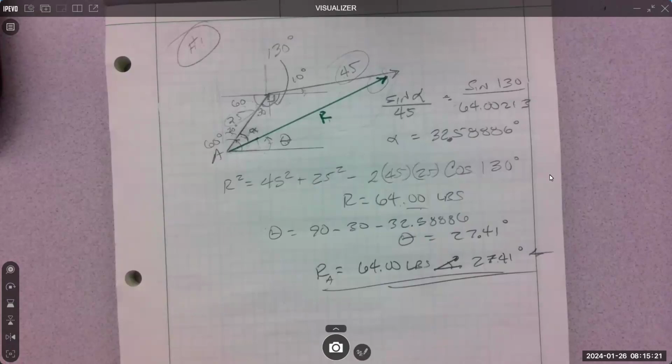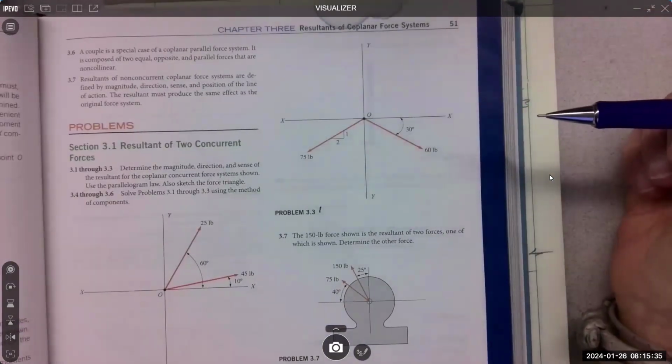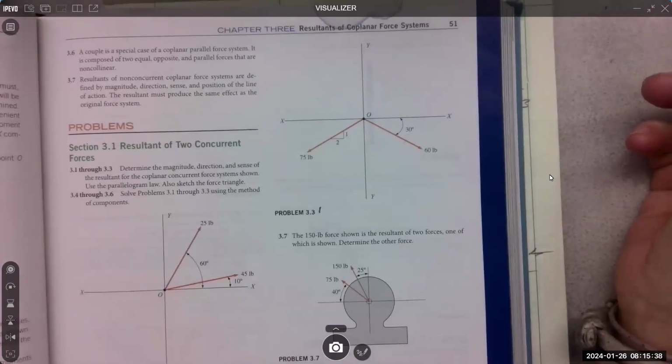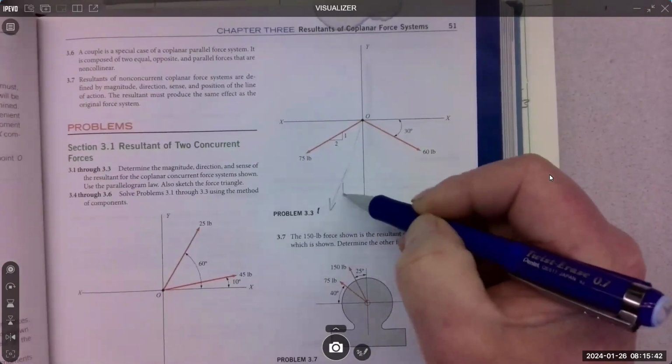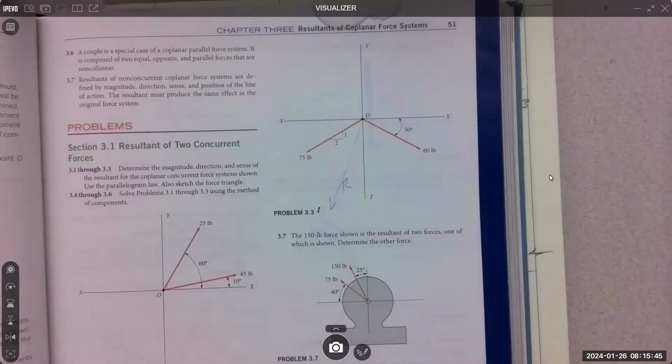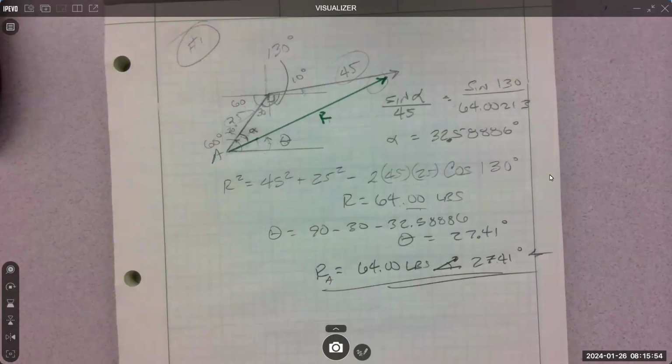All right, that's number one. How was number 3? I think it's the same thing, right? Yeah, they want you to do the same thing with these two. Find the resultant. That resultant ended up being down here somewhere. I started it. Oh, did I work it? I did work it. Want to see it? Look at it.